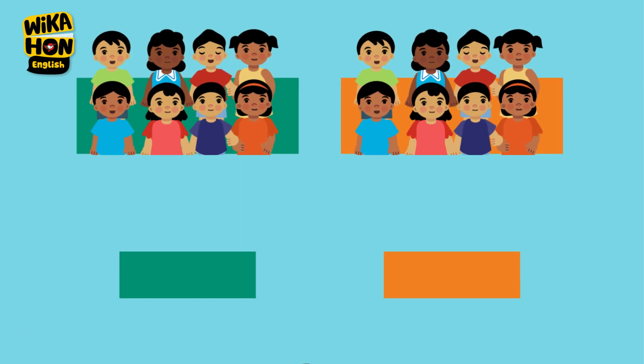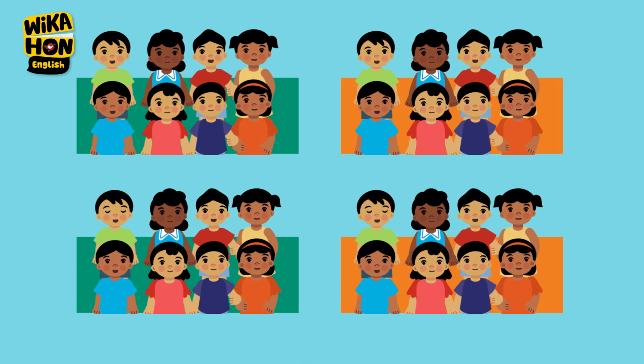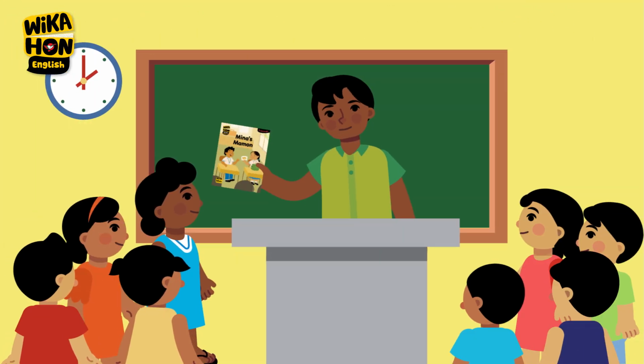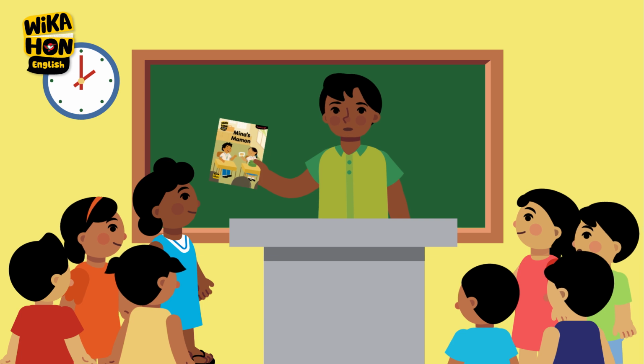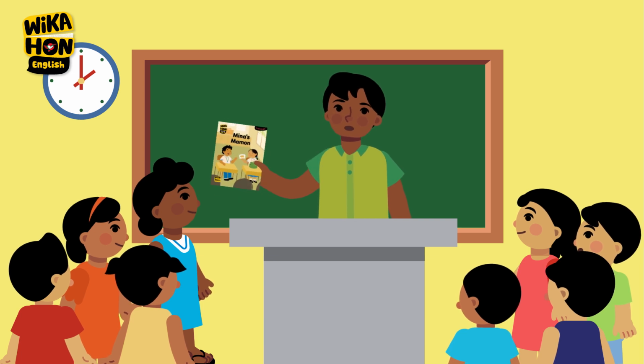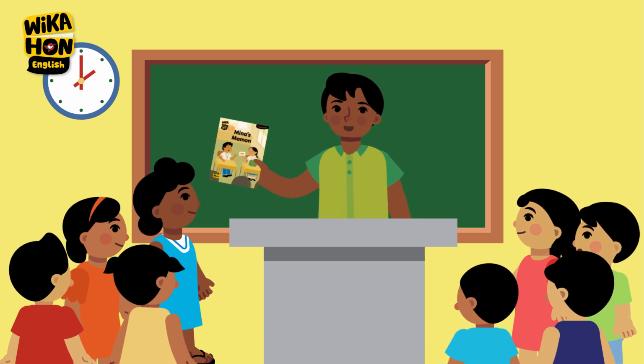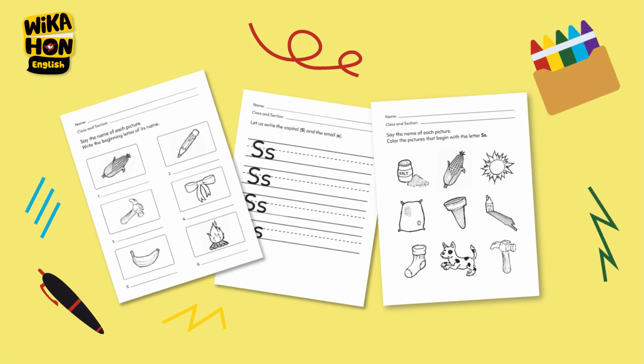For the first two categories, the students will be put in groups of 8. While the teacher guides the first group in using WiKAHON English Pre-A, the rest will work on prepared activities. Here are some examples of English Pre-A activities.